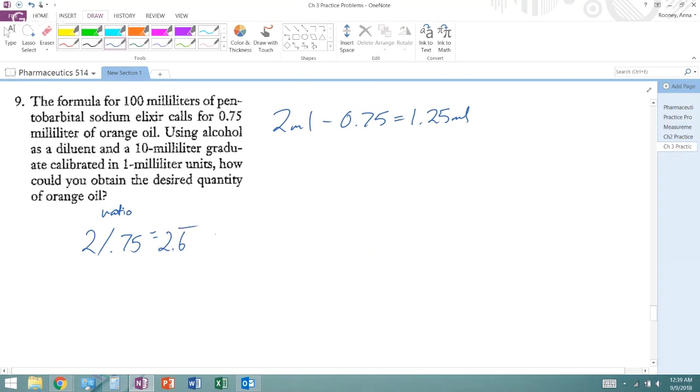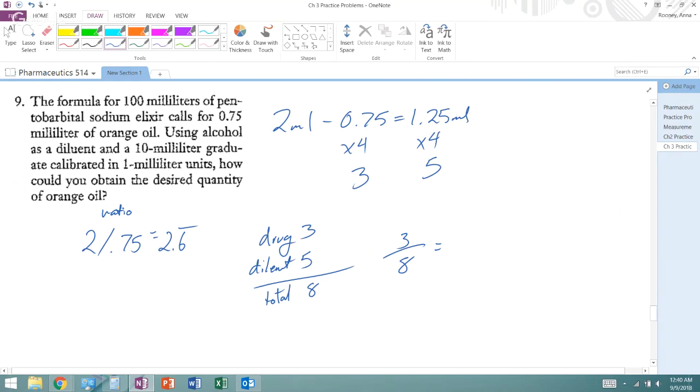And then so, because we did 4 and it was kind of the same thing, we're going to do 4 again. But just double check your minimum ratios because sometimes you can get it screwed up. So that's 3, that's 5. So then our drug is 3, our diluent is 5, our total is 8.